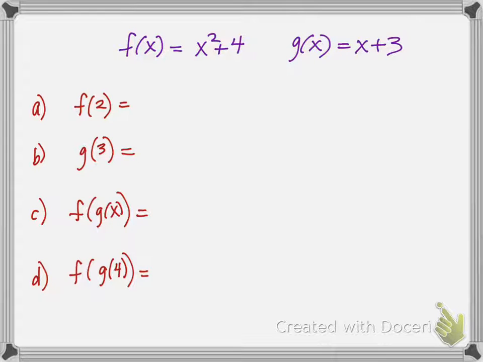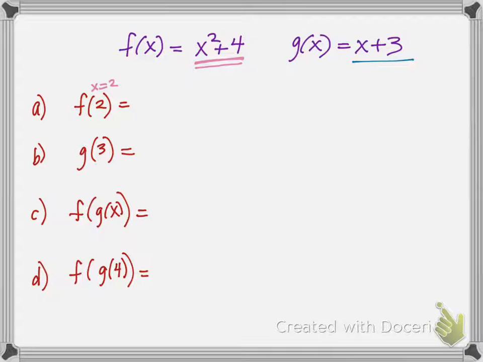For this example, we're given two different functions. The first function, f of x, is just x squared plus 4. And then the second function, g of x, is x plus 3. So for part A, we're asked to find f of 2. So that's just notation form for saying when x is equal to 2, or if you plug in 2 for x, what's your output? So because it's f of 2, we're looking at this pink function here.